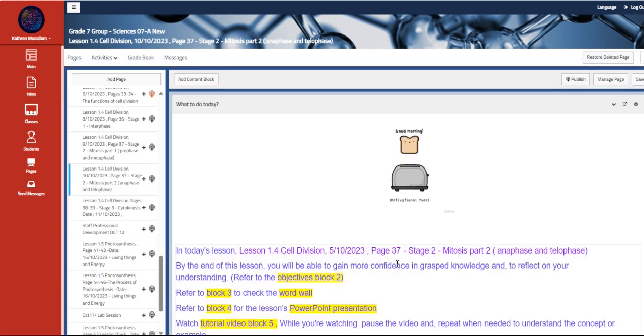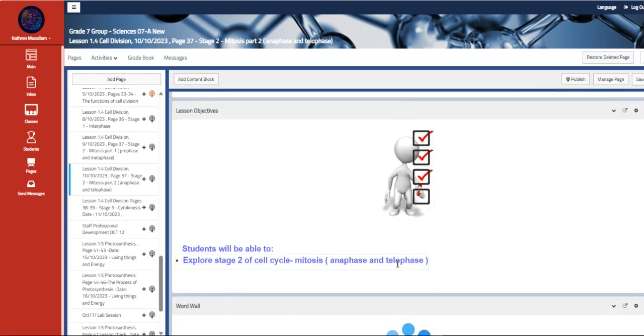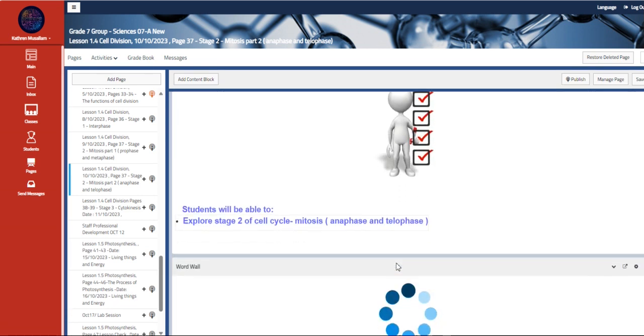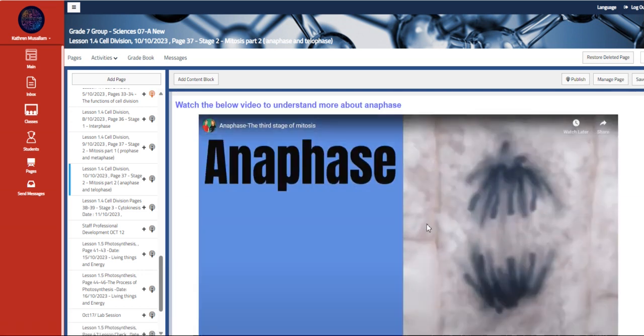So, stage 2, mitosis, part 2, anaphase and telophase. Explore stage 2 of the cell cycle, mitosis, anaphase and telophase. So, we're going to talk about the anaphase.